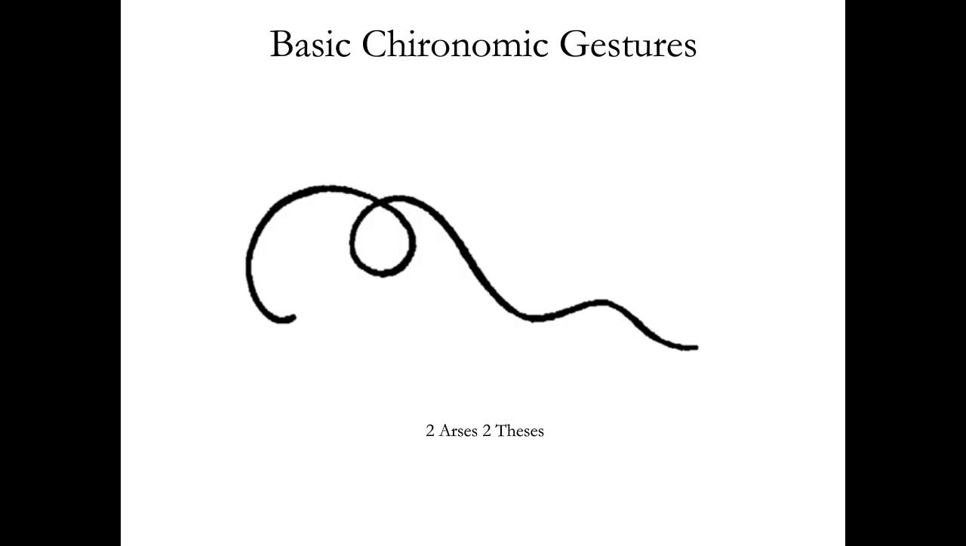Let's try the next combination, two arses, two theses. When you make two arses in a row, they build on top of each other, and the second circle is slightly higher than the first circle. And remember, in the theses, it's just like a wave going out, but don't get out too far. We will have a two-beat breath at the beginning, and then each combination four times through, counting two beats on each gesture. Ready? One, two.